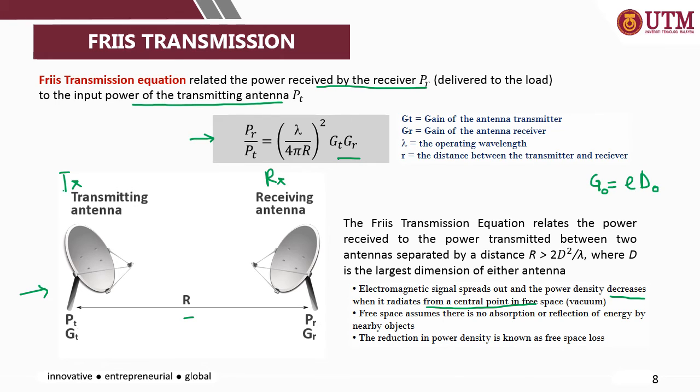So this is the definition of the Friis transmission, which relates the power received to the power transmitted between two antennas separated by distance r, in which r is larger than 2d squared over lambda in the far field region, where d is the largest dimension of the antenna. The reduction in power density is known as free space loss, and the free space loss factor is given by this equation, lambda over 4 pi r, squared. So this is the free space loss factor.